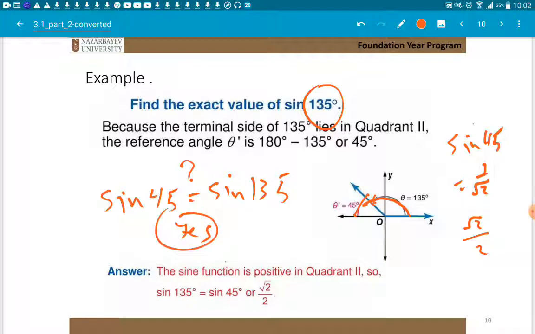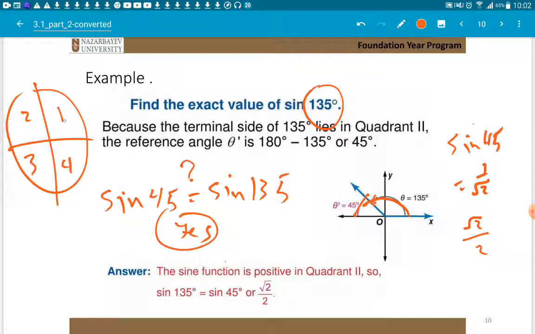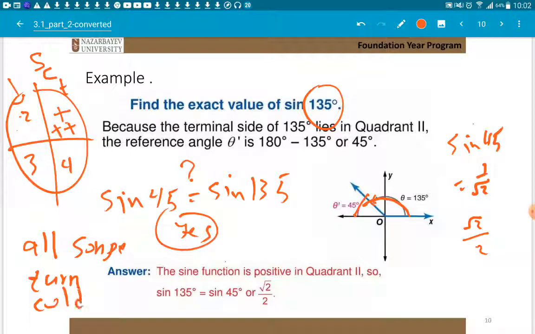Why? Because here, see, these are the 4 quadrants: quadrant 1, 2, 3, 4. In quadrant 1, all the functions are positive. By functions I mean sine, cos, tangent. In here, all of them are positive. In the second one, just the sine is positive. The other 2 are negative. Canadians say, "All the soup turns cold." So first quadrant all, second one sine, third one tangent. That's the only thing you need to know. 135 is in the second quadrant, so if they ask about the sine, we are good to replace it by sine 45. Okay.